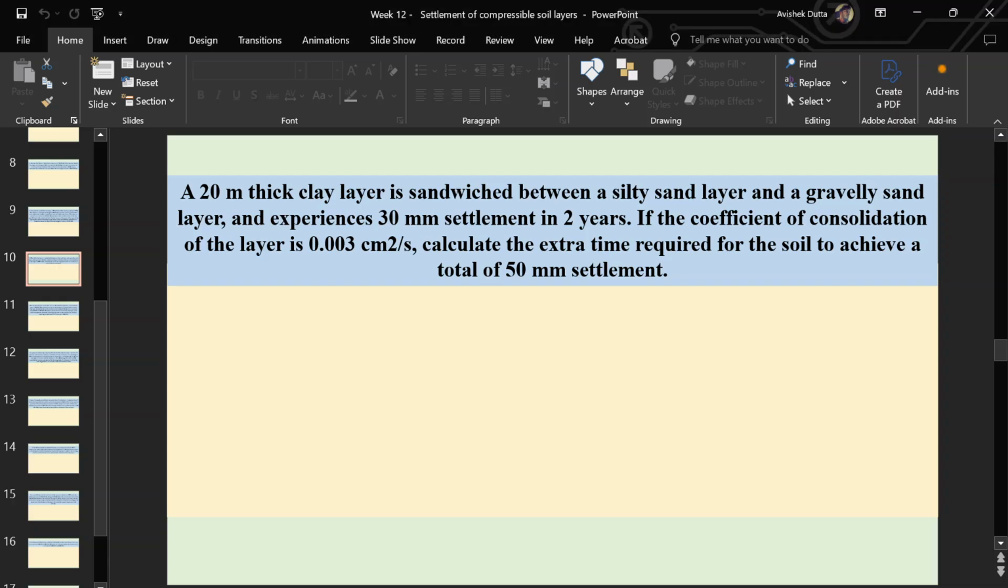A 20 meter thick clay layer is sandwiched between a silty sand layer and a gravelly sand layer and experiences 30 millimeter settlement in 2 years. If the coefficient of consolidation of the layer is 0.003 centimeter square per second, calculate the extra time required for the soil to achieve a total of 50 mm settlement.